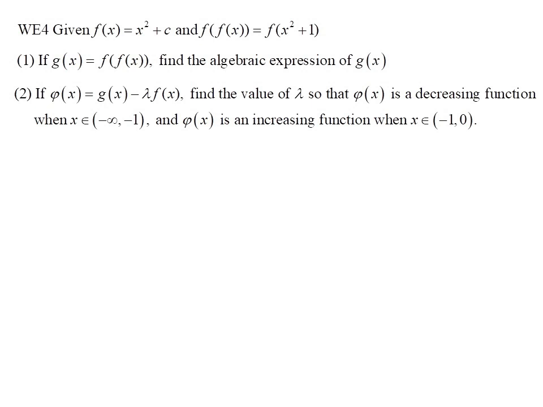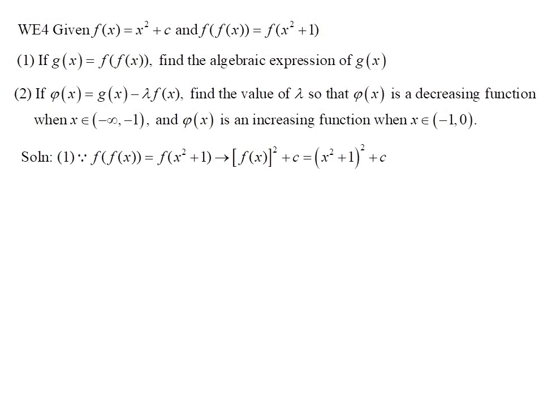The second question is to find the value range of lambda, so that the function phi(x) equals g(x) minus lambda times f(x) is a decreasing function when x is less than negative 1, and phi(x) is an increasing function when x is between negative 1 and 0.